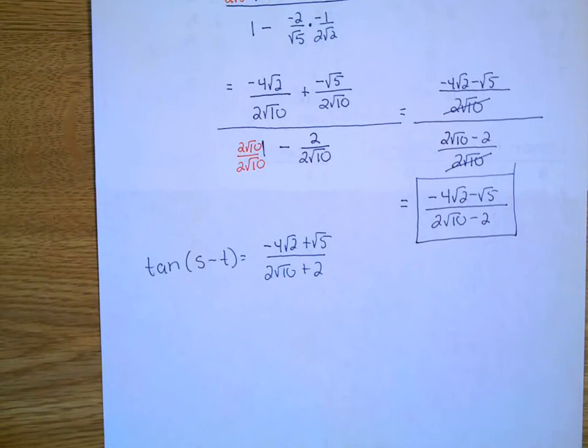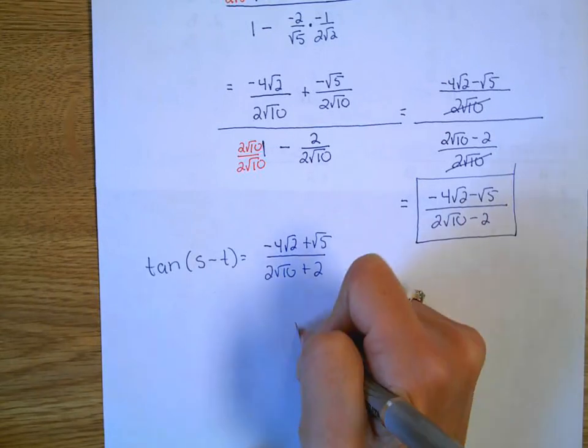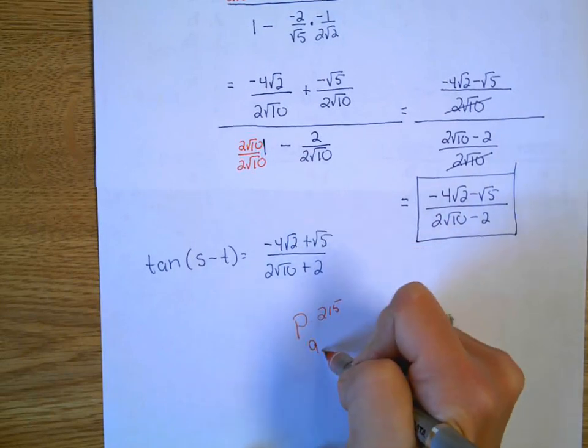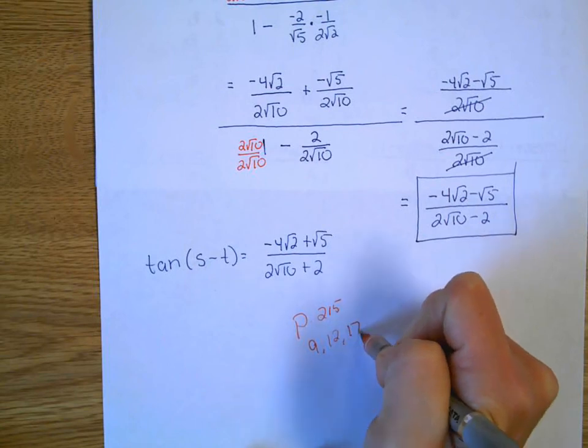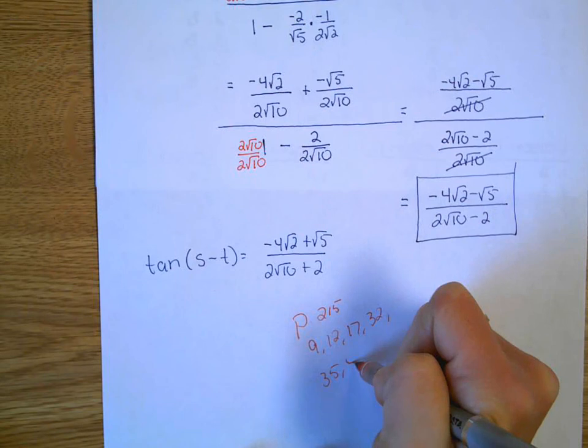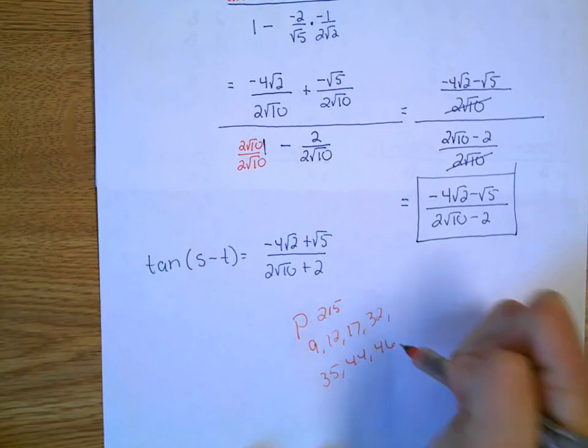Homework. Monday. Trig. Page 215. 9, 12, 17, that's it. 44, 46.